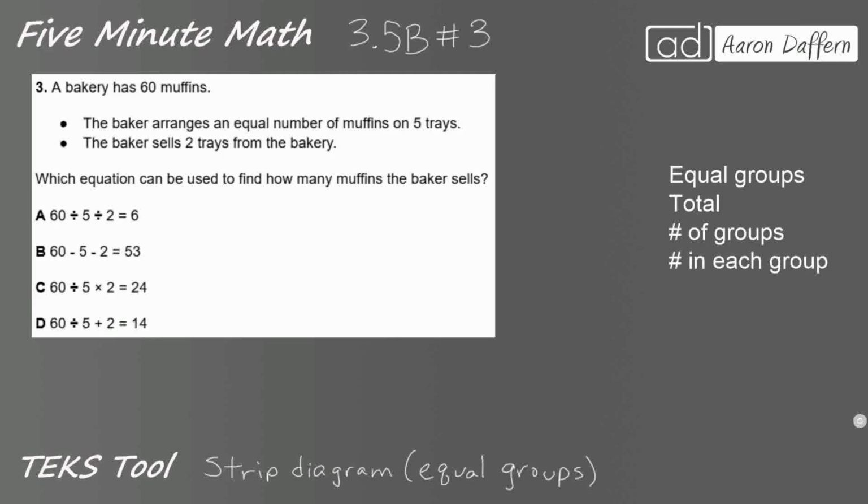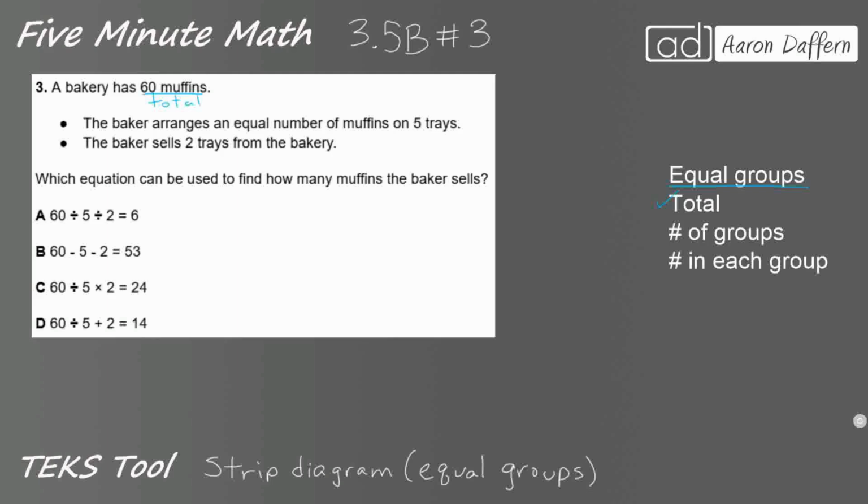So when we are looking for an equal groups problem, we need something that says there is the same number in each group, and then they're going to give us two out of those three on the bottom: total number, number of groups, or number in each group. So we start right out with a bakery has 60 muffins. So that is going to be our total. Because when they give you that statement like that, we're going to do things with those muffins. So the baker arranges an equal number of muffins on 5 trays.